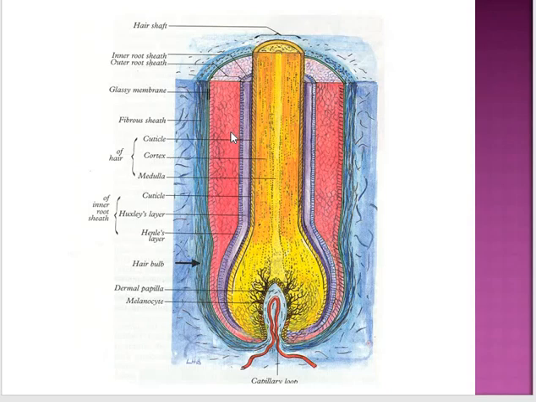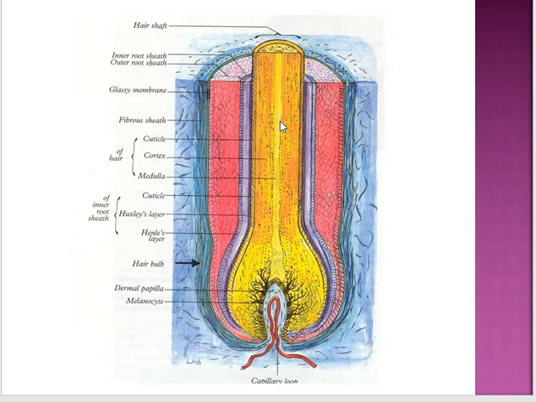Then the internal root sheath extends from the matrix to the region where the duct of the sebaceous gland enters the hair canal. The absence of the internal root sheath from that point leaves a space known as the canal of the hair follicle. The hair shaft, here you are looking, is a part of the hair follicle that extends through the epidermis, and it has 3 layers.